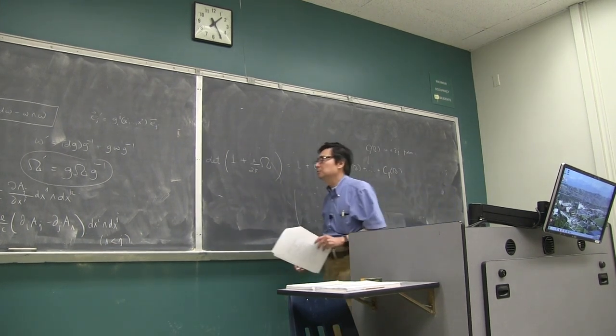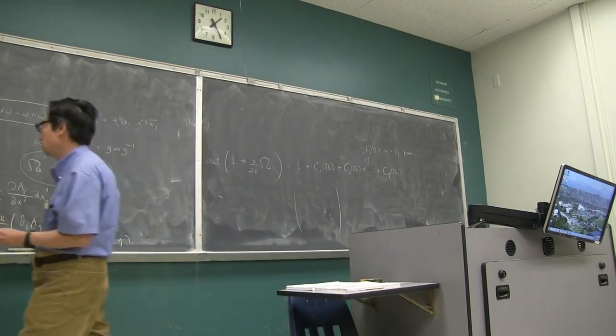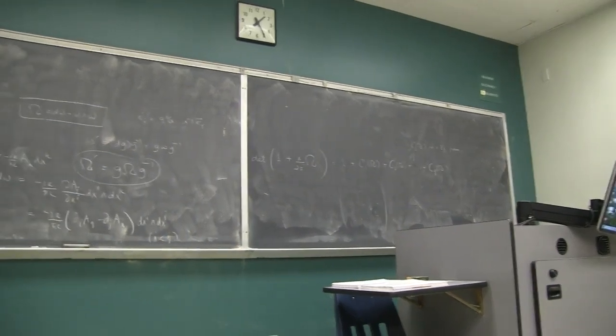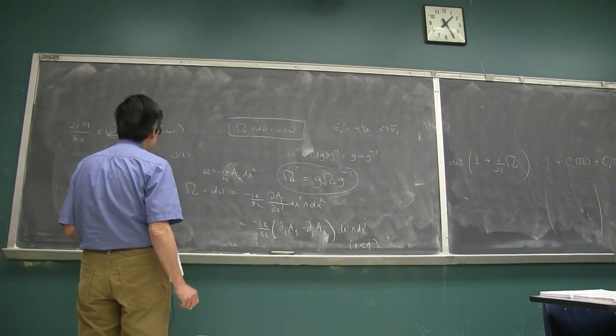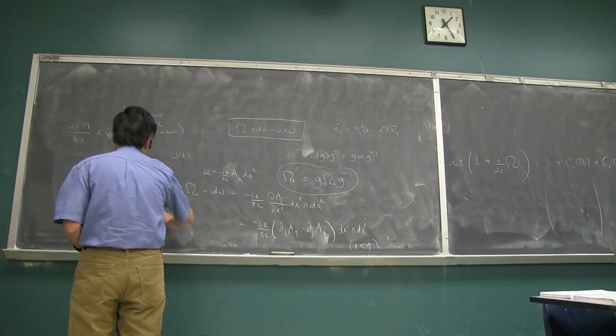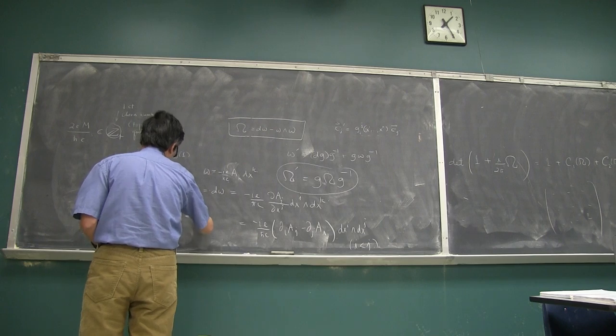Now, suppose that the dimension of the underlying base space is n. So let's say the base space is M, and suppose the dimension is n. I'm talking about a general case now.